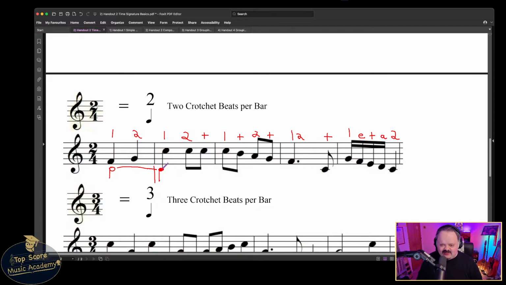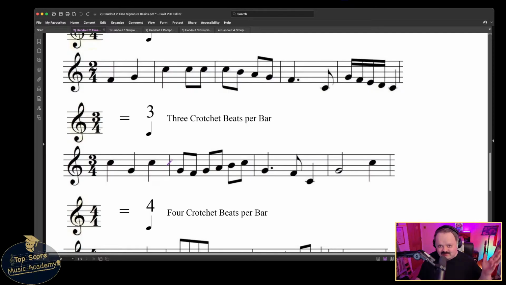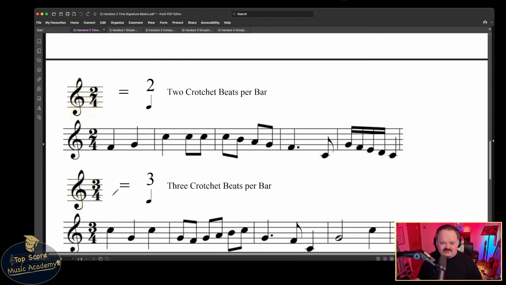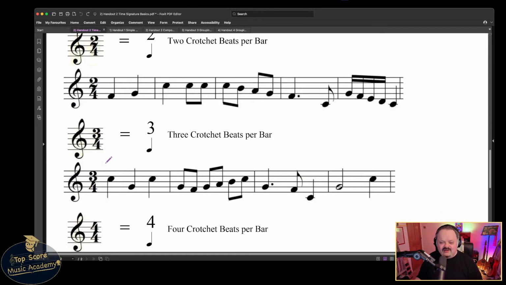It's just to let you know that the same principles are going to apply across all time signatures. So 3 crotchets in a bar, 4 crotchets in a bar. Those are the most popular time signatures, 2/4, 3/4, and 4/4. The vast majority of grade 1, grade 2, and even grade 3 pieces are in those time signatures. They start introducing more advanced keys and time signatures in the later grades.